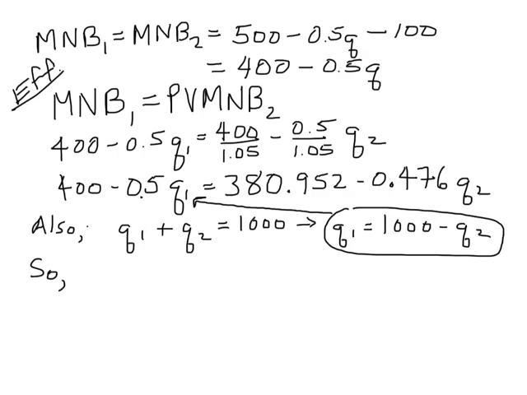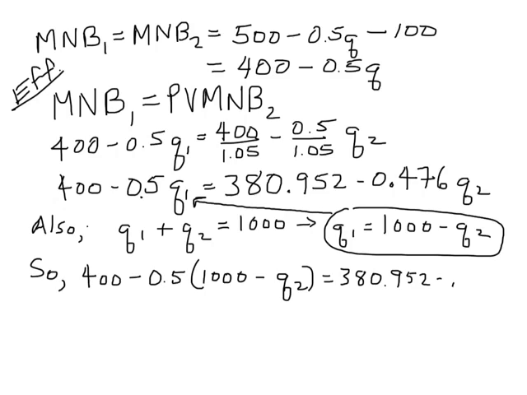All right, so where do I go? 400 minus 0.5 times (1,000 minus Q2) equals 380.952 minus 0.476 Q2. Now it's just algebra. Watch this sign error here. I warned you about that in class, but I have seen this sign error so often in my 22 years teaching at Pacific in this class and others. So be careful of that.